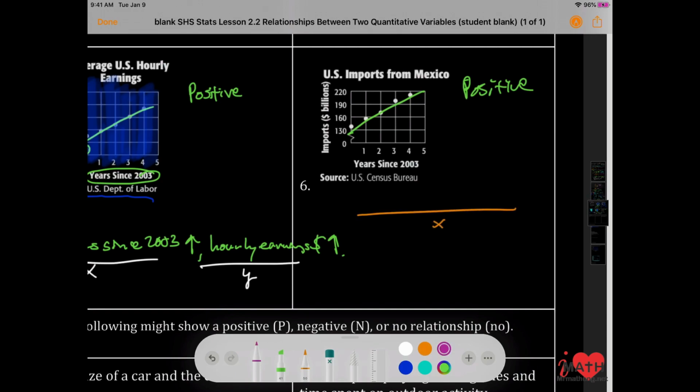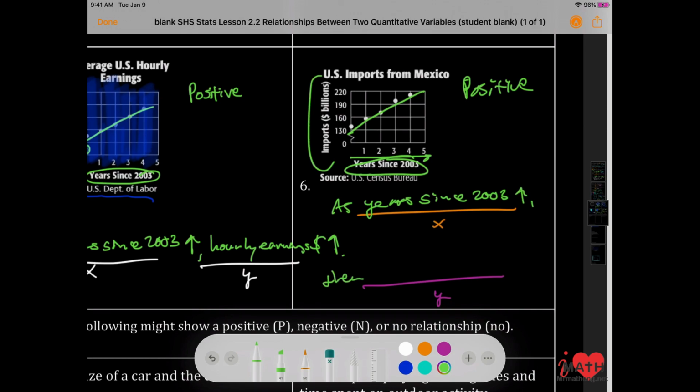I have my x, my explanatory, and the y. So as what? Years since 2003, remember we're going this direction, left to right, as they increase, then what's in my y? Imports measured in billions of dollars does what? Remember, you're going across here, and that number is going up. So that would also increase. Okay?